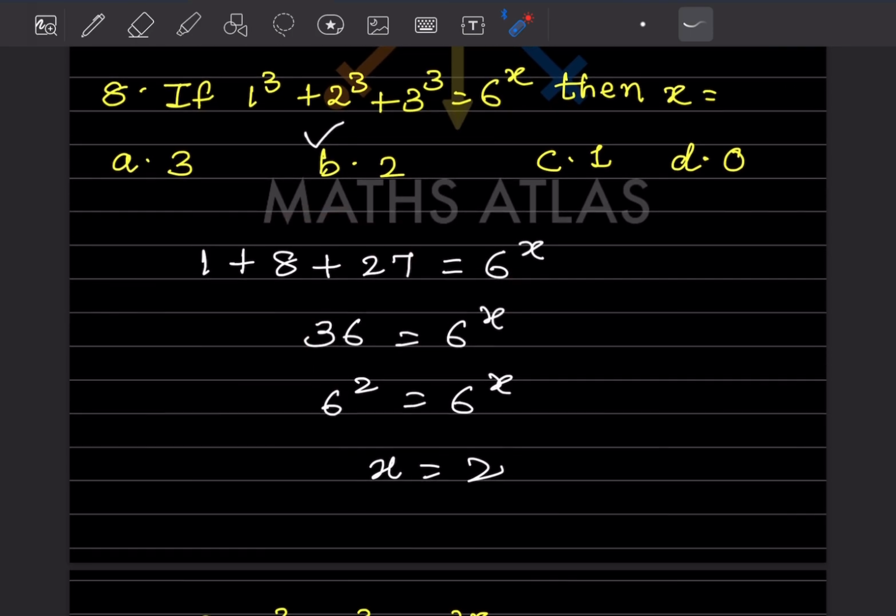Now we have this is 6 and this is 36. So we can write this one as 6 square. So now the base is the same. So the bases are the same, so x is going to be 2.